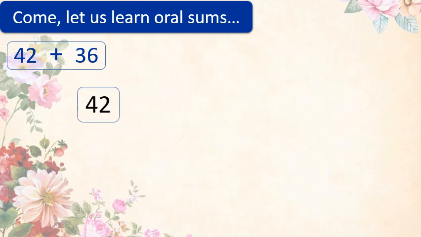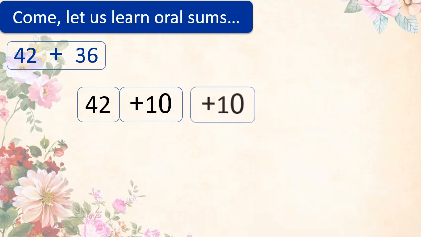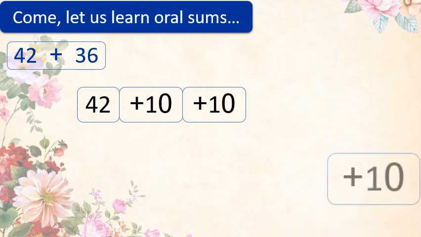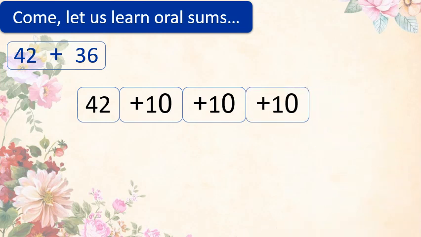Then what we will do? 36 we will bifurcate in tens and units. It will become very easy to calculate. See, 36 means 30 plus 6, correct? Now here also we will divide 30 into 10, 10 and 10. See here. Now first 10, 42 plus 10. This is second 10. You know that 30 has 3 tens, correct? And what remained? 6 units remain, isn't it? So plus 6 we will write.